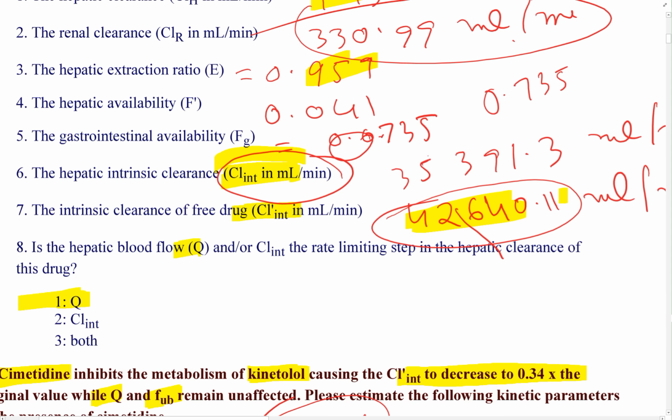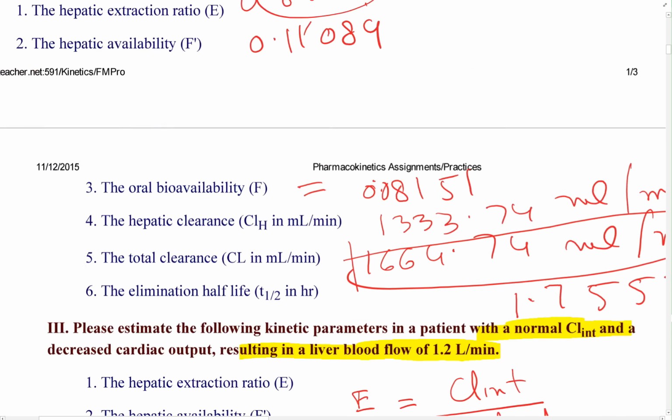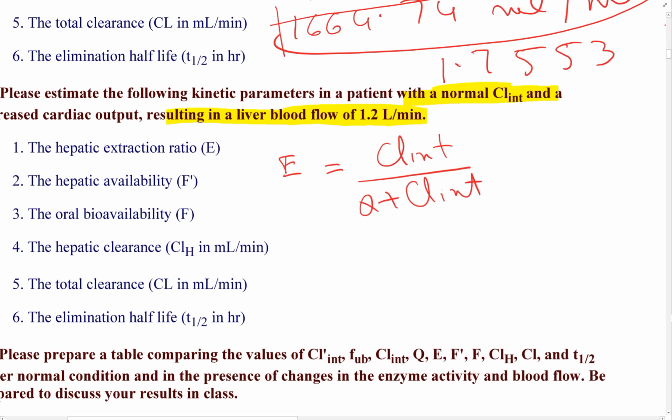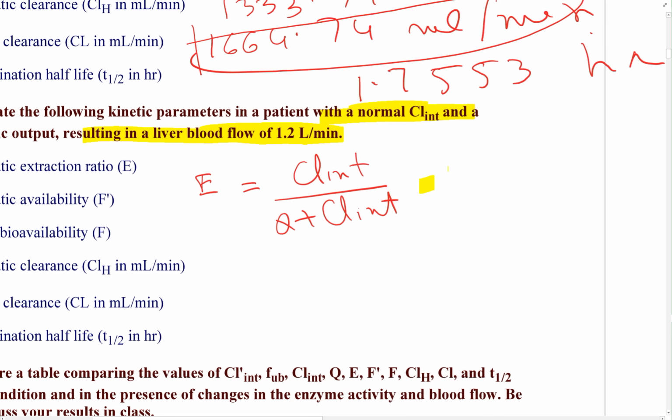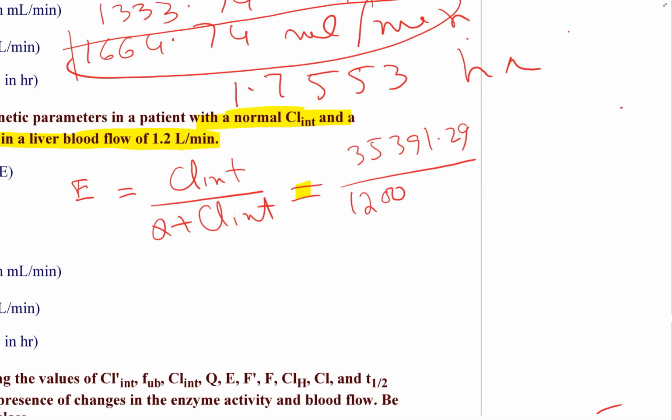3539. So this is our normal CL. This is the one you have to use here to calculate CLint. So here we use our normal CLint, 3539.1.29. Q has changed, 12 milliliter per minute plus 3539.1.29.